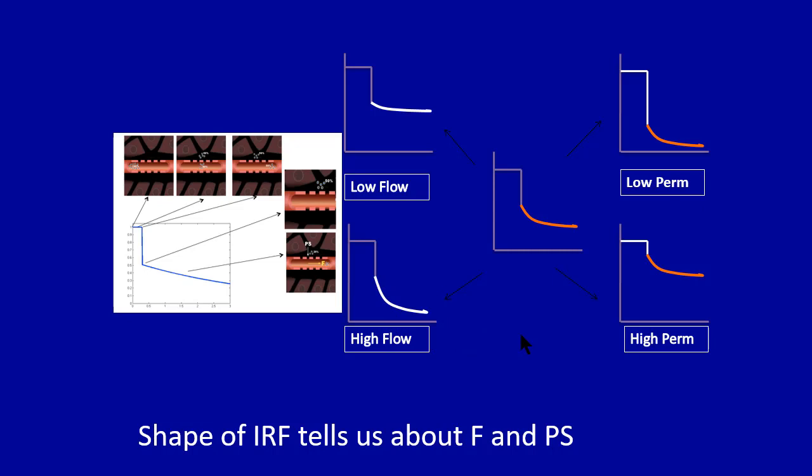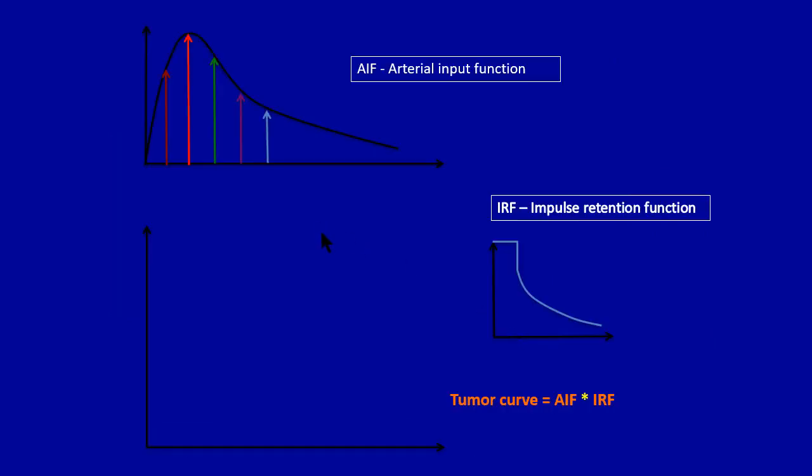So if only we can inject an impulse into an arteriole, that will solve all our problems. We just need to image the impulse, image the tumor, and that will give us the impulse retention function, give us all the information that we need. But we know that that's not possible. What goes into the patient is actually a curve that looks like this, the arterial input function. But fortunately, that's where mathematics comes to our rescue. Because this arterial input function can be considered as many impulses separated by a small regular interval of time.